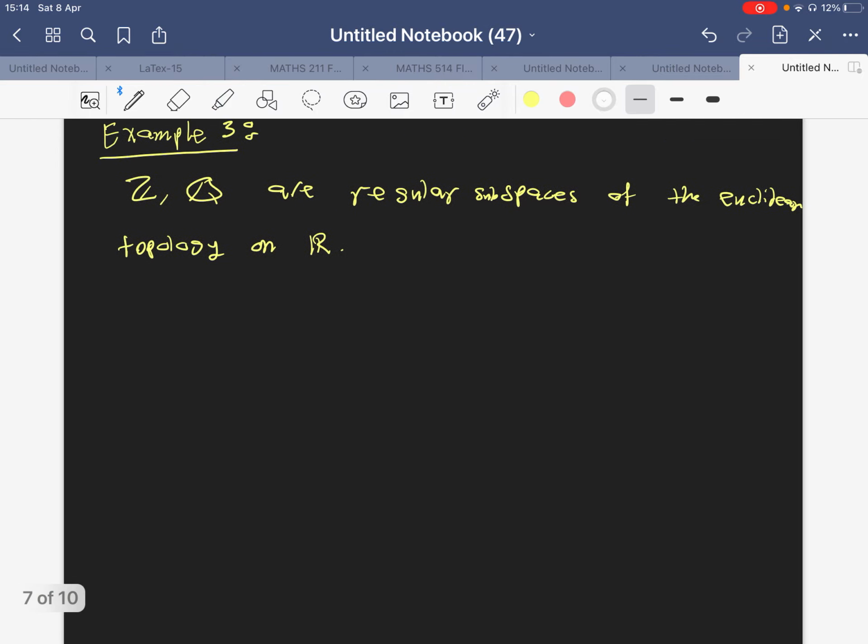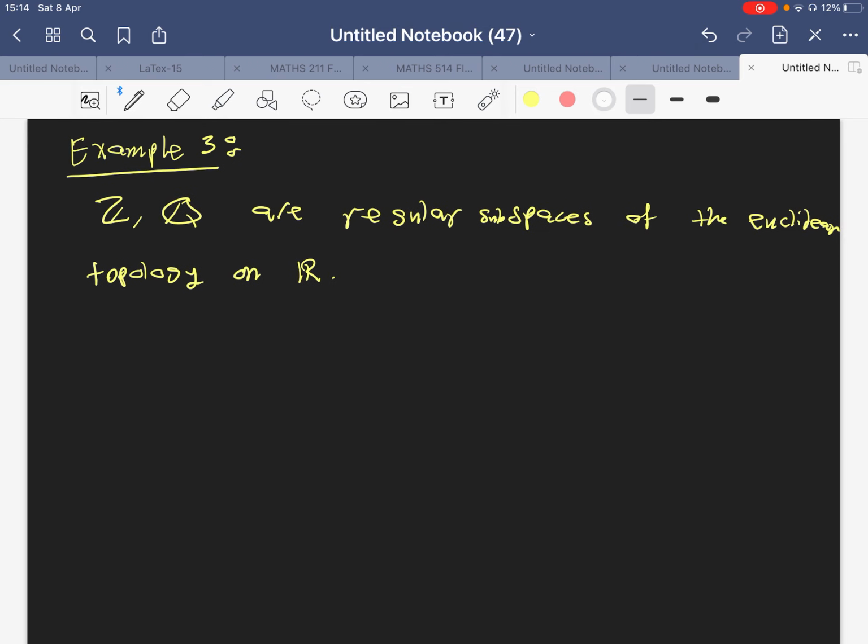Next example is kind of a conclusion that the integers and the rationals are regular subspaces of the real numbers. Of course, here there is nothing to prove. We just apply lemma number 2. Because lemma number 2 says if we have a regular space or T3 space, then anything inside it, any subspace, will also be a regular space.